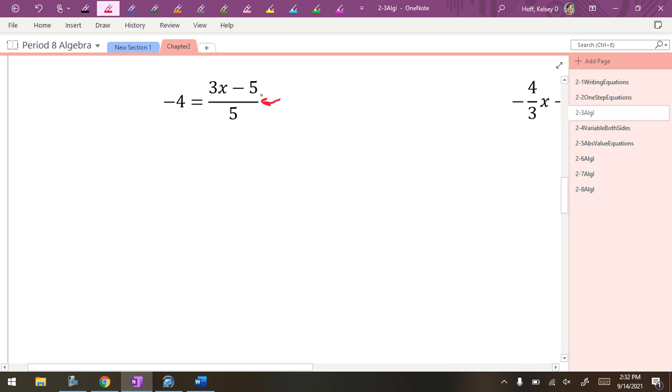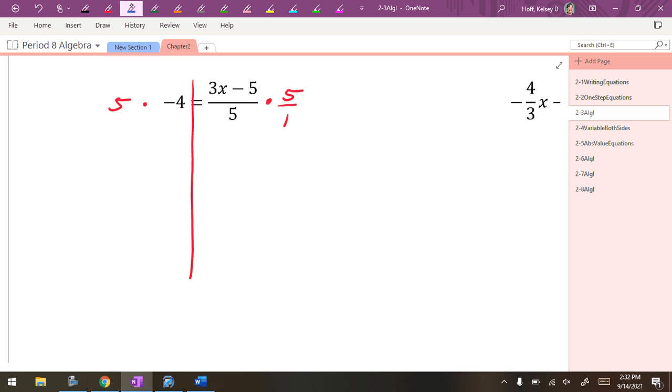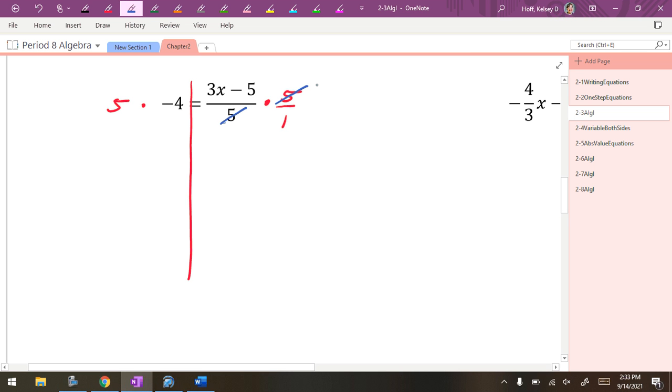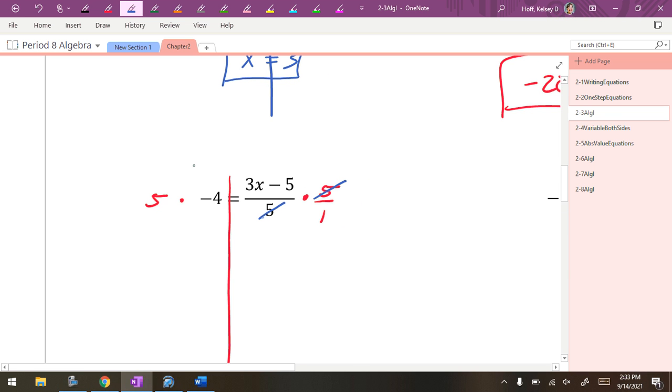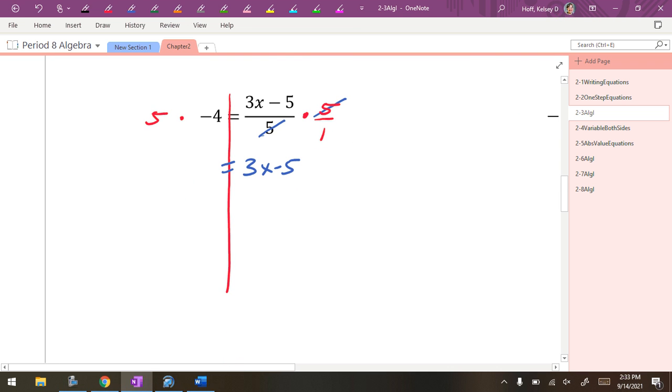What's the opposite of division? So if I multiply both sides by 5, on the right, where the fraction is, the 5 in the denominator cancels the 5 in the numerator. What's remaining? 3x minus 5, only the numerator. On the left, bless you, 5 times -4, -20. Not so bad now, yes?